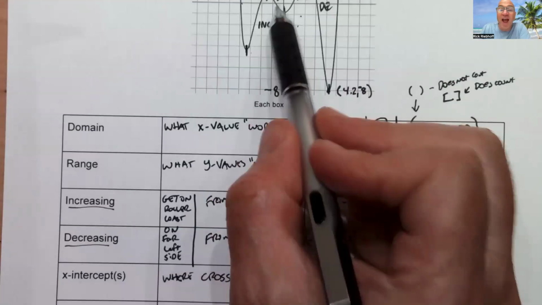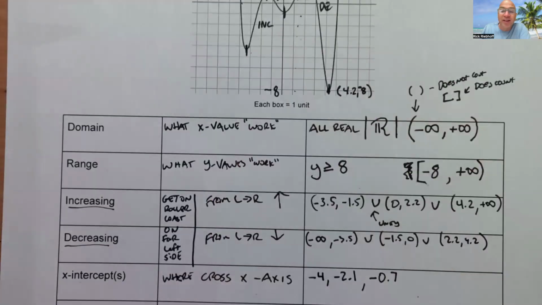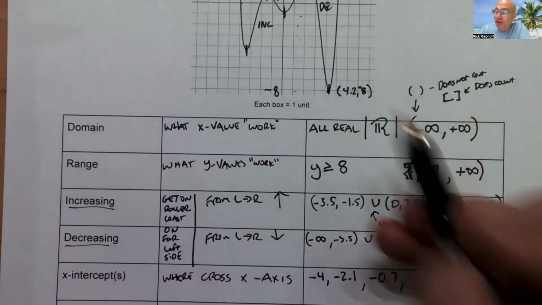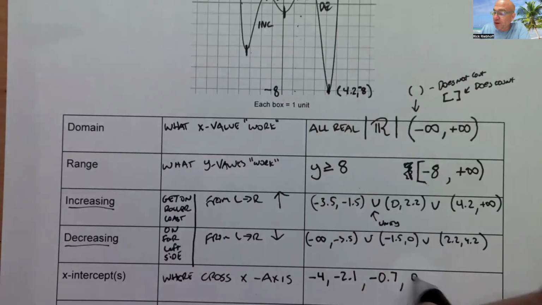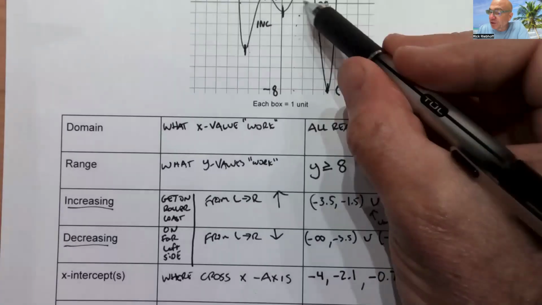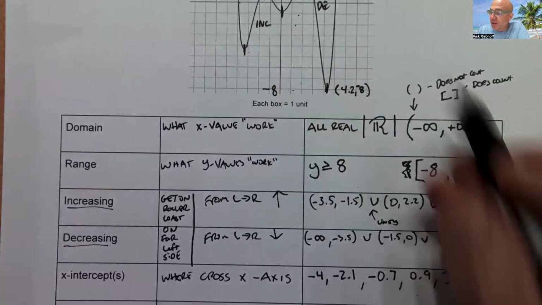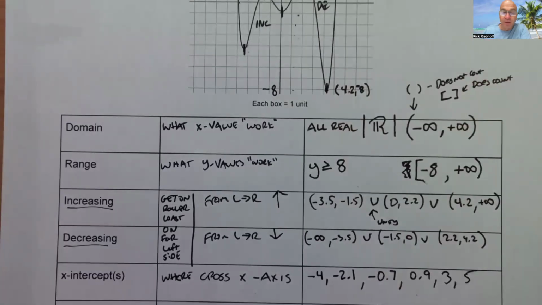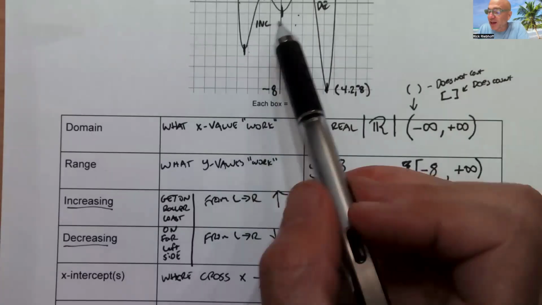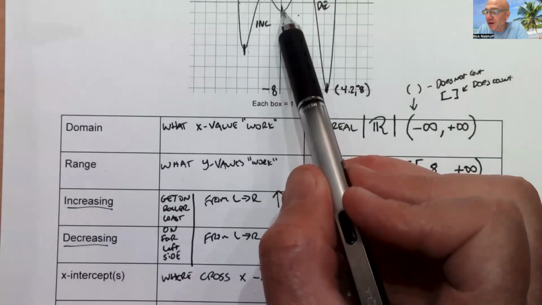Unless I gave you the actual points where it crossed, then you would want to be a little bit more accurate than this. Looks like 0.9, then again at 1, 2, 3, and then again at 4, 5. Positive. There we go. There's where it crosses the x-axis. And with a function, it can cross that x-axis a whole bunch of times. It can only cross the y-axis once if it's an actual function. And where is that at? That looks like about negative 0.8.